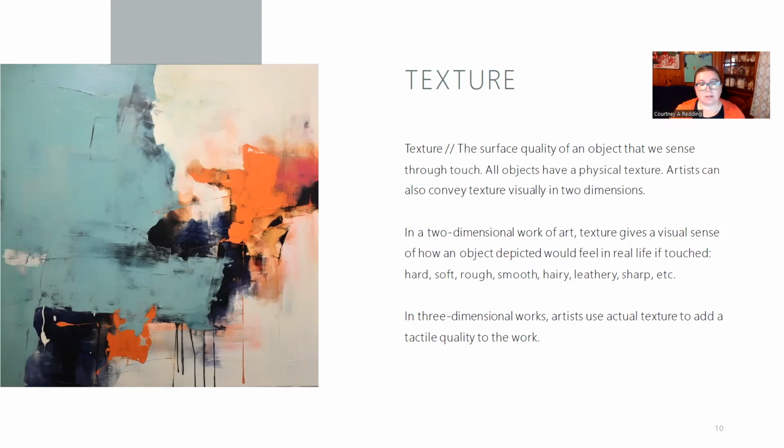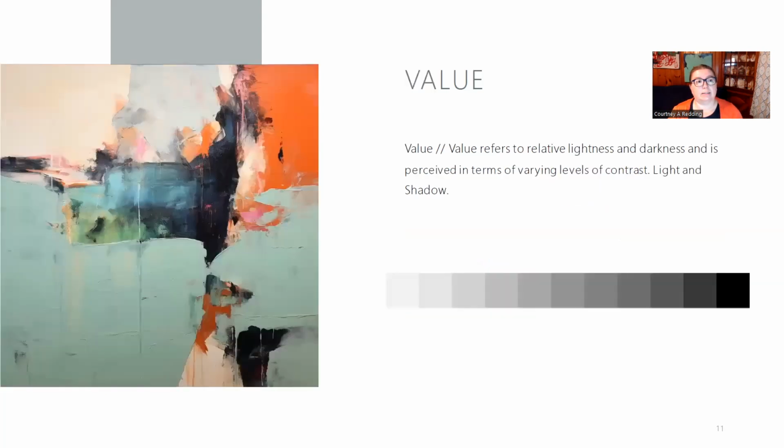In 3-dimensional work, the actual texture could be added to the text or the tactile experience of the piece. Value. The relative lightness or darkness of the object as perceived in terms of contrast. So the light and the shadow.